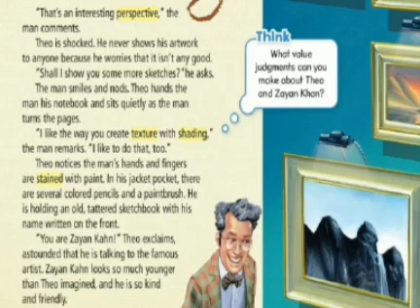Stained means they were colored with the paint. He had paint drops on his hands. In his jacket pocket, there are several pencils and a paintbrush. He is holding an old, tattered sketchbook with his name written on the front. "You are Zayan Khan. Zayan Khan," Theo exclaims, astounded. Astounded means surprised that he is talking to a famous artist. Zayan Khan looked so much younger than Theo imagined, and he's so kind and friendly.